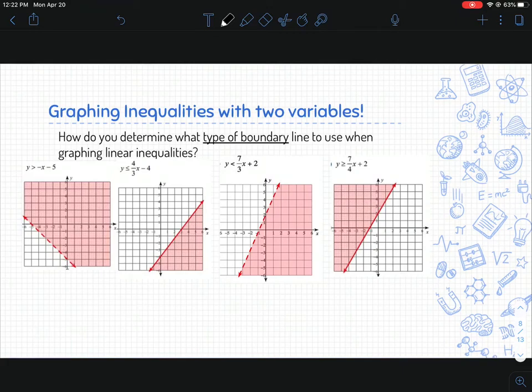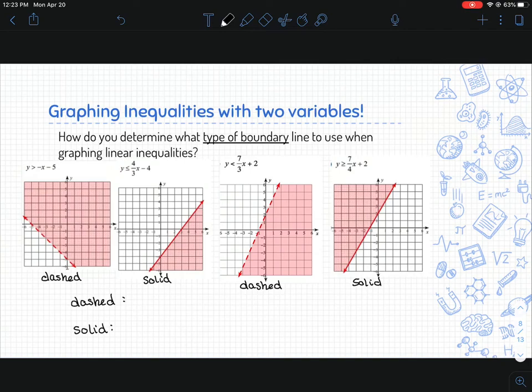Okay, so how do we determine what type of boundary to use when we're graphing linear inequalities? So we have 4 images in front of us, and if we look at the boundary line, we see that the first one is dashed, the second one is solid, the third one is dashed, and the fourth one is solid. So we're looking for something that is the same between the 2 with the dashed and then the 2 with the solid. So if I look at the dashed one, I see y is greater than negative x minus 5, and I see y is less than 7/3 x plus 2.